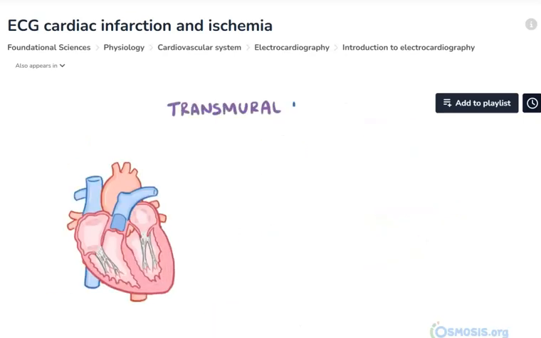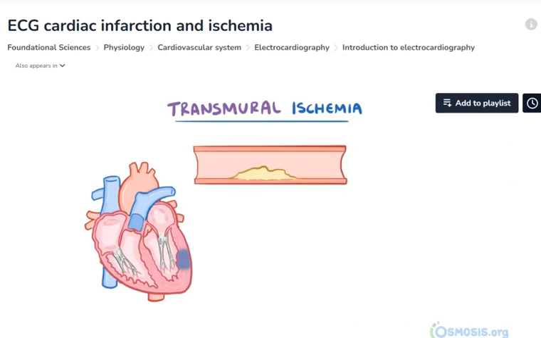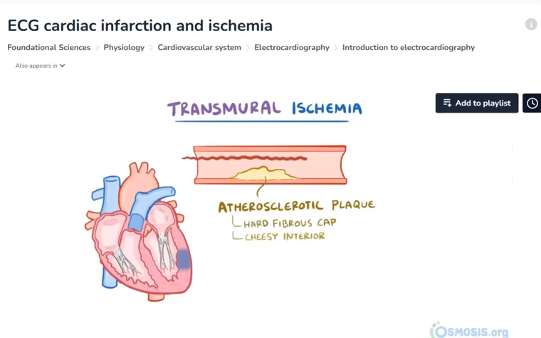Alright, so next there's transmural ischemia. And this can happen when a coronary artery is narrowed from an atherosclerotic plaque buildup over time. Now, there are 2 parts to this plaque, a hard fibrous cap and a soft cheese-like interior. As the blood flows past the plaque, the fibrous cap can sometimes rip, and that cheesy interior is exposed and considered thrombogenic, meaning that blood clots form on it really quickly, and that can quickly plug up blood flow.